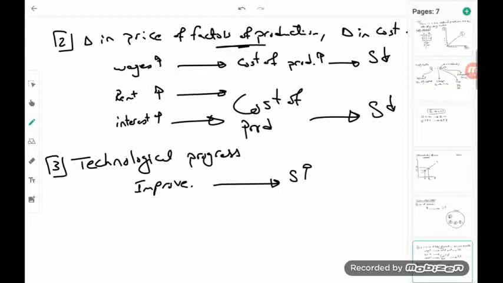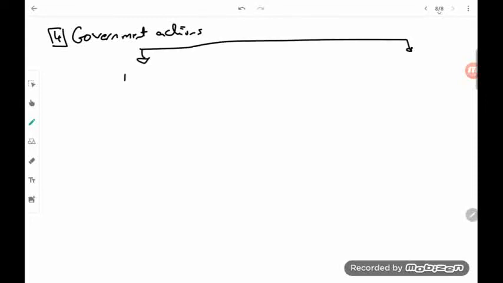Number 4, government policy, or government actions. That can be through imposing taxes or giving subsidies. If the government is going to impose tax, this means that cost of production is going to increase and supply is going to decrease.